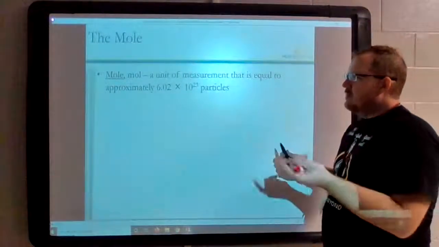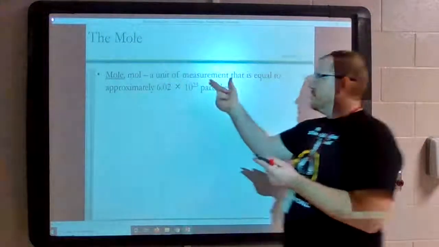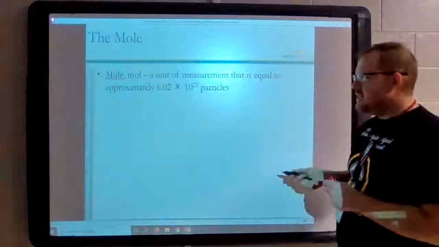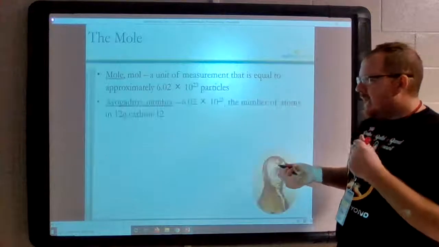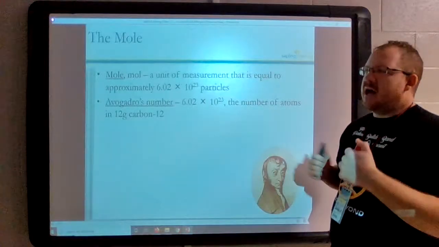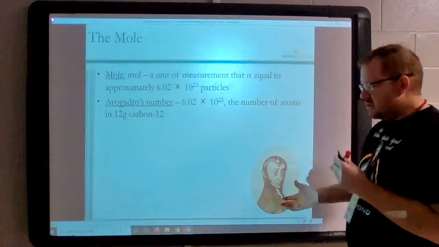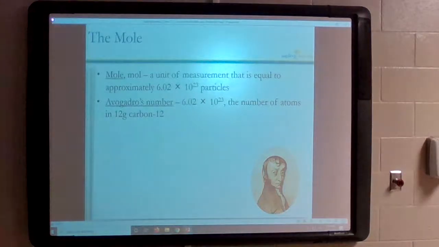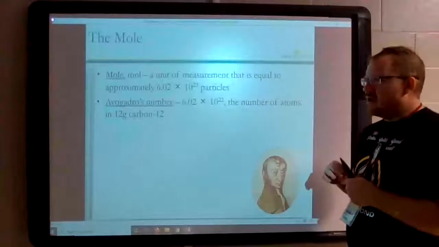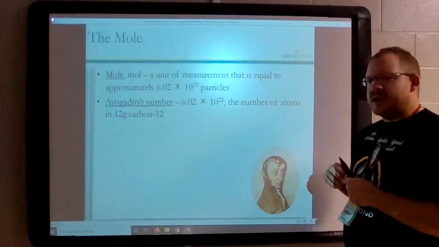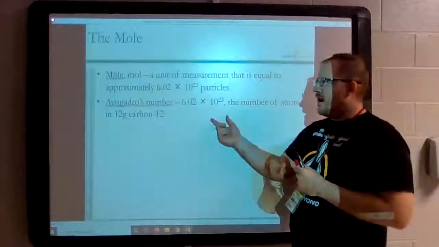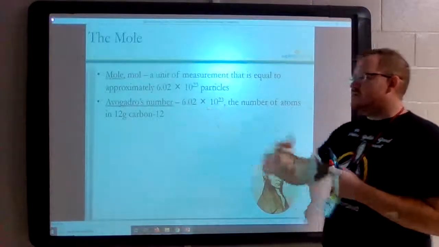we have mole, and a mole is just a unit of measurement. It's equal to approximately 6.02 times 10 to the 23rd particles. And this number is also called Avogadro's number, after the gentleman who discovered it, Amadeo Avogadro. I think his name's actually longer than that. Maybe we'll look it up and watch a little video about Avogadro. But Avogadro's number is 6.022 times 10 to the 23rd.